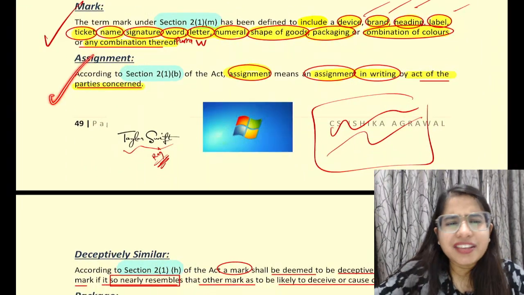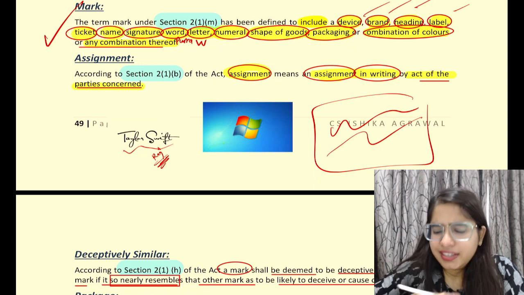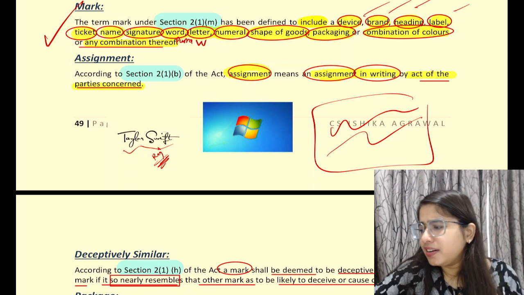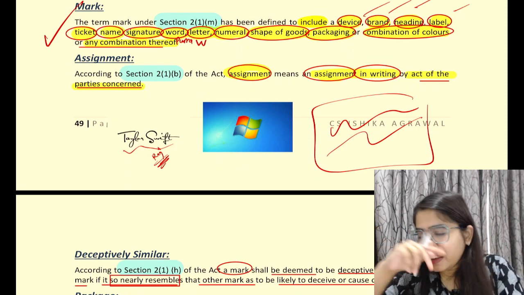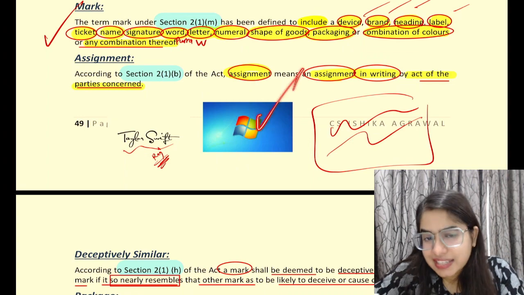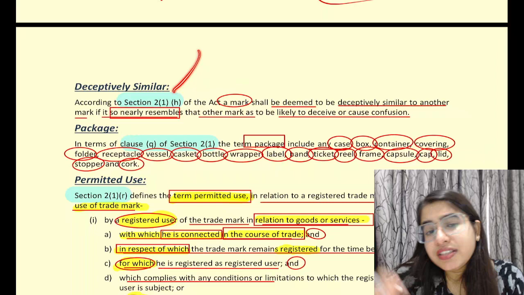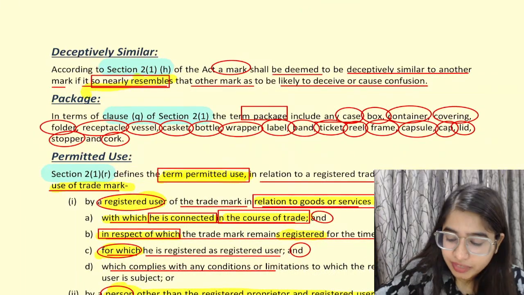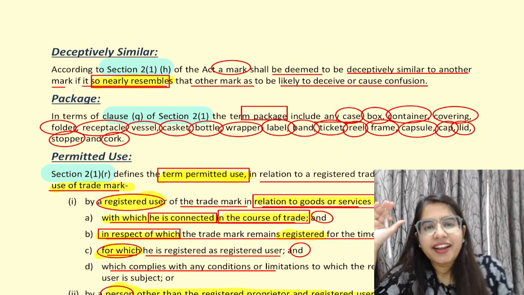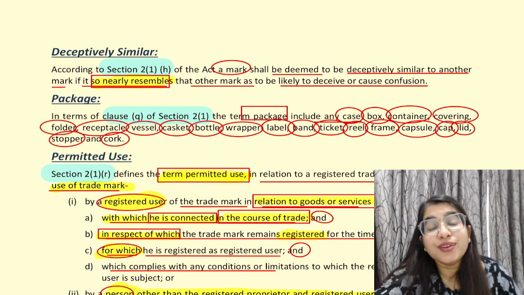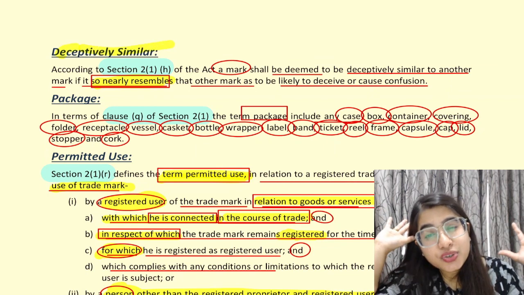Some definitions are given here, not very important. Assignment means giving your trademark to someone else. Let's say till now I have registered the brand name Apple in my name. Now I'm transferring that trademark to some other person's name. I'm giving some other person the right to use that trademark. That is an assignment: giving your right to someone else in writing. Next is deceptively similar, meaning nearly similar, too similar. Example, Adidas, Evibars. Can I use Evibars also? No, I cannot use even Evibars, because they are deceptively similar. Deceptively similar means it is too similar.